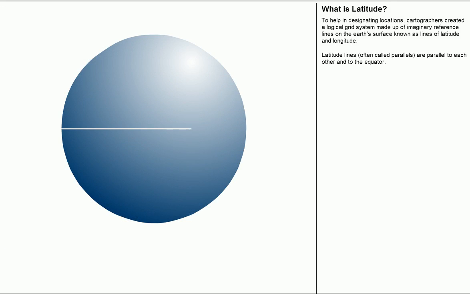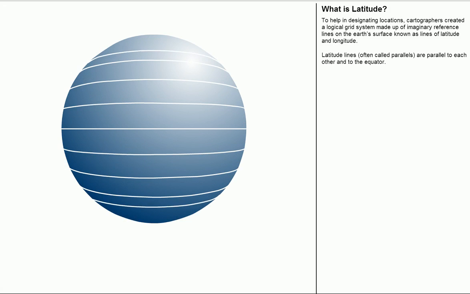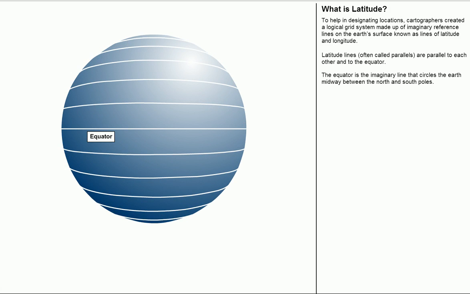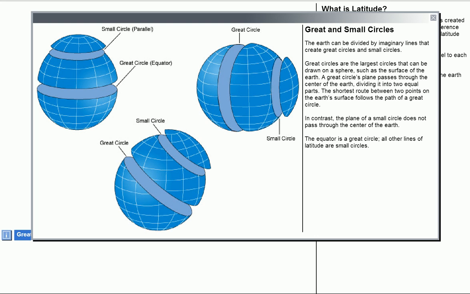Latitude lines, which are often called parallels, are parallel to each other and to the equator. The equator is the imaginary line that circles the Earth midway between the North and South poles. The Earth can be divided by imaginary lines that create great circles and small circles. Great circles are the largest circles that can be drawn on a sphere, such as the surface of the Earth. A great circle's plane passes through the center of the Earth, dividing it into two equal parts.